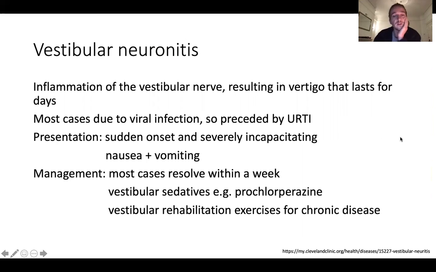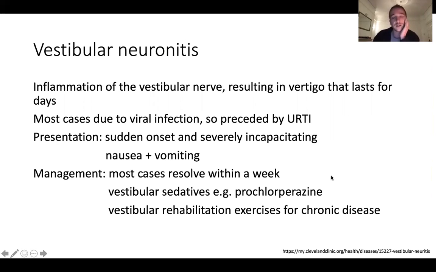And the management, most cases resolve in a week. You can give them vestibular sedatives, like prochlorperazine, and then vestibular rehabilitation exercises, which are different, like movement exercises and positional things that will help them deal with that if the prochlorperazine hasn't worked.